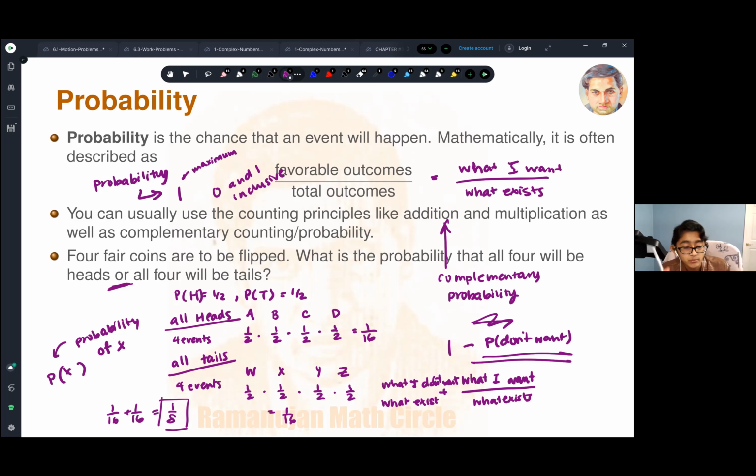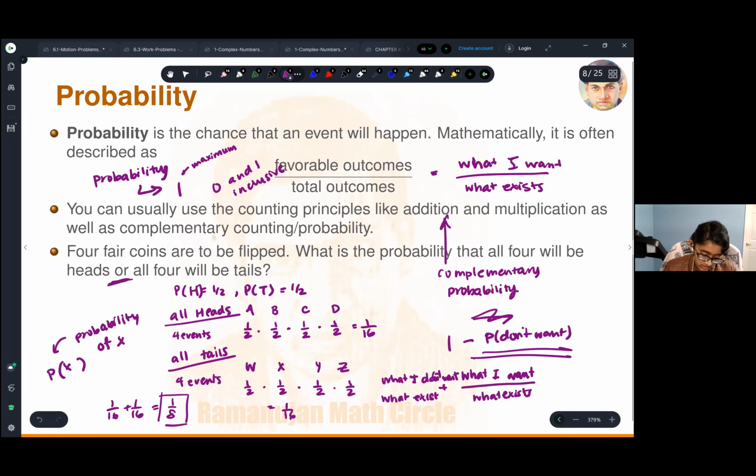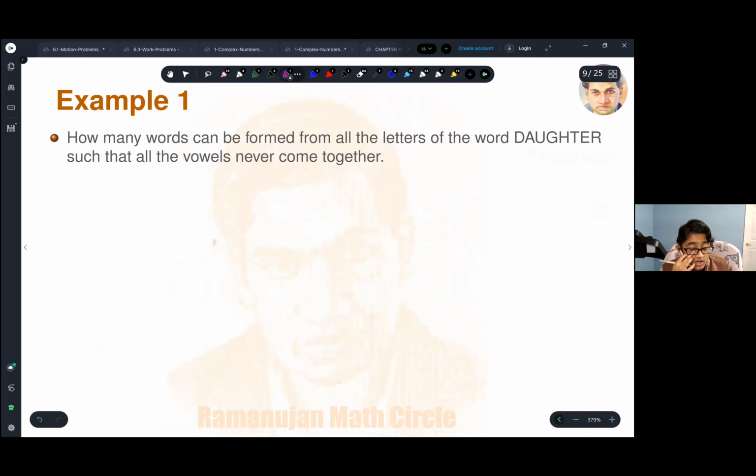So here we actually applied the addition principle, the multiplication principle, as well as casework. This is a really good problem to understand and get a glimpse of probability. So now let's look at our first example. How many words can be formed from all the letters of the word daughter such that the vowels never come together? I'll give you guys some time to solve it, and then we'll come back and discuss this question.